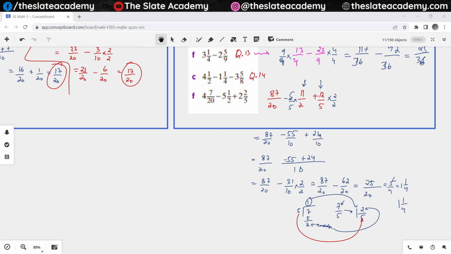Got it? So how did I do it for 5 over 4? I said 5, and then outside I had 4. So I said 4, how many times 5? 4 ones are 4. Remainder is 1. So this is quotient. I write 1 whole. This is remainder. It comes in numerator 1, and this is denominator. So it becomes 1 whole 1 by 4. Do you understand now how to convert improper fractions into compound fractions?